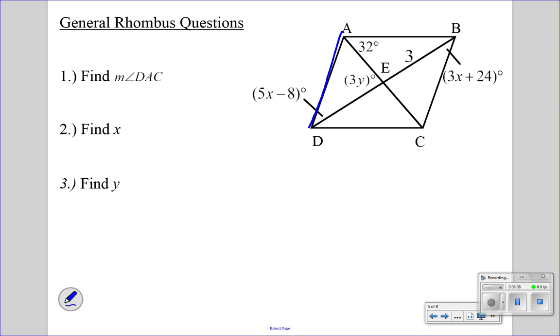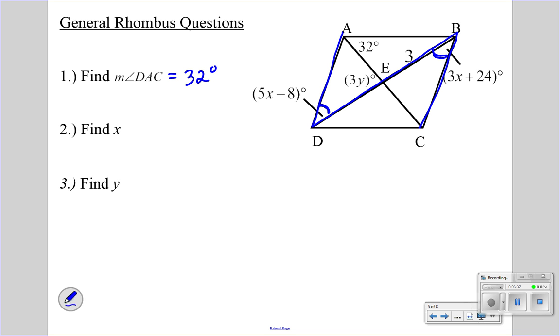Measure of angle DAC. So we're looking for this piece. Well, we know that diagonals bisect opposite angles, so that angle is congruent to 32 degrees. So the measure of angle DAC is 32 degrees. Let's look at where x is. X is right here and right here. Well, if we notice, those angles, just like that, form this Z.